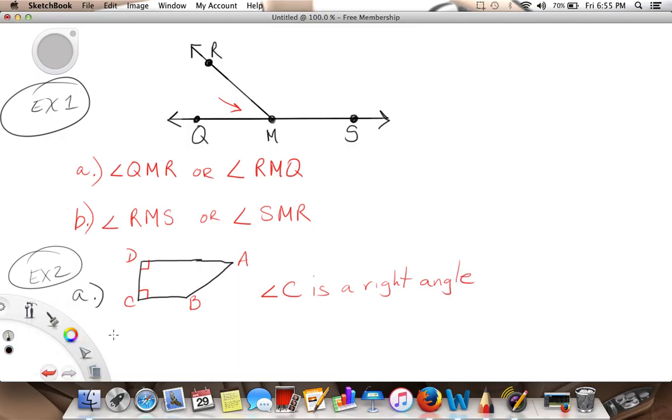Part B of example 2 says, which angle is acute? Okay. Which angle is acute? Now, this angle A is going to be the acute angle because, as you can see, you can look at that and tell that it's less than 90 degrees. Letter C says which angle is obtuse. So as you can see right here, angle B is obtuse. Okay? And those are our 2 examples for this section.